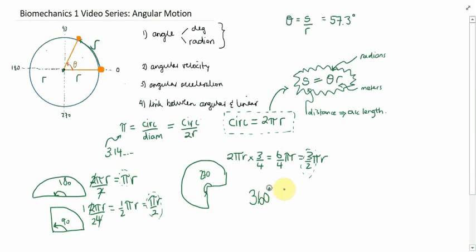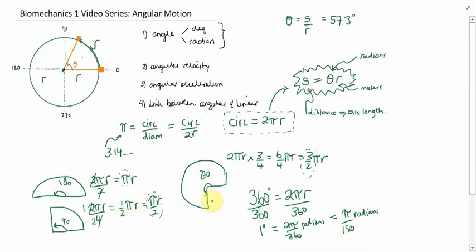360 degrees is equal to 2 pi radians. So how many radians is 1 degree? Well, if I divide both sides by 360, I'll be able to determine what that is. Anything divided by itself is equal to 1, so 1 degree is equal to 2 pi over 360 radians, which simplifies to pi over 180 radians.